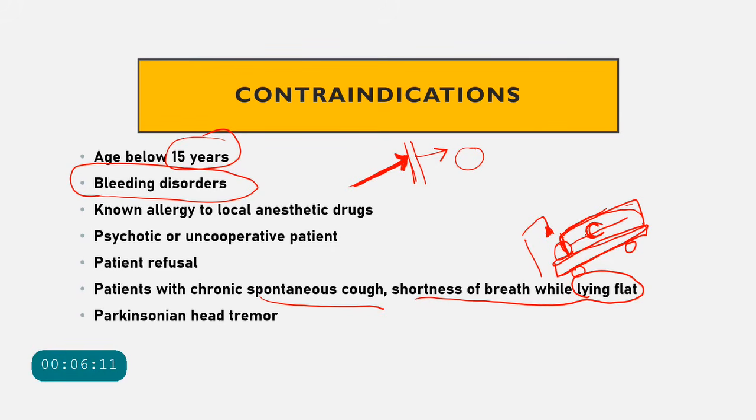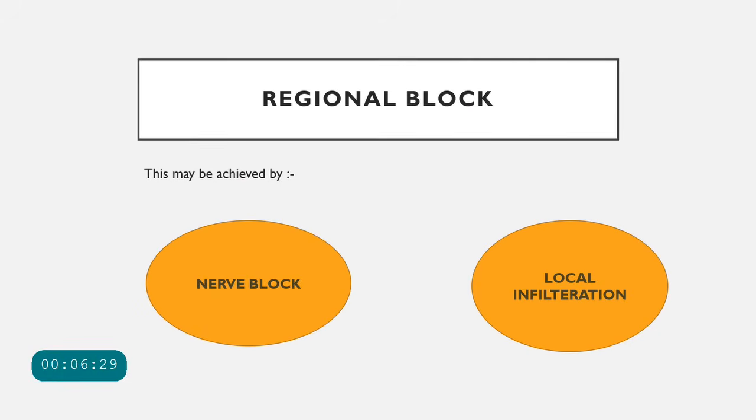Similarly, patients who have Parkinsonism and some sort of head tremors, it's better they undergo the surgery under general anesthesia. Alzheimer's disease, claustrophobic patients, again because of the blanket coming over the head, it's advisable that they undergo the surgery under general anesthesia instead of going for local anesthesia.